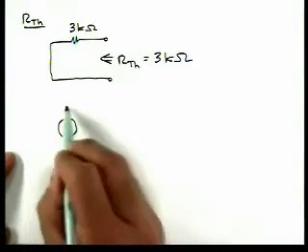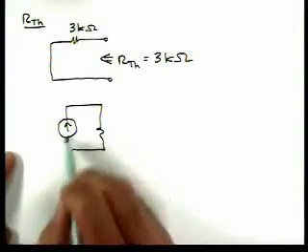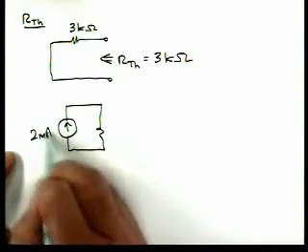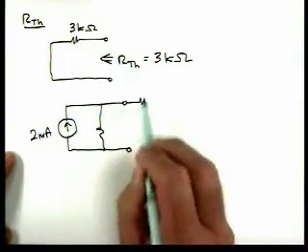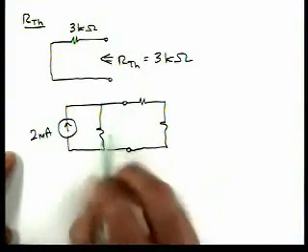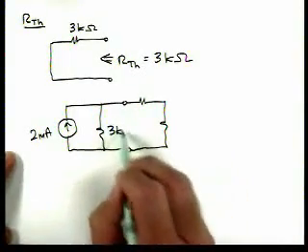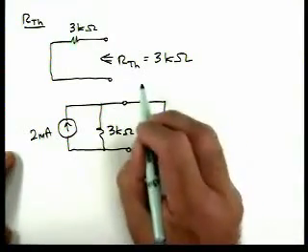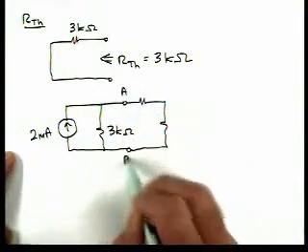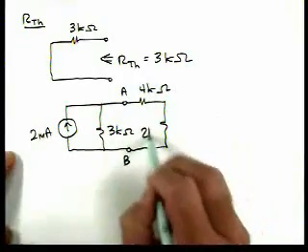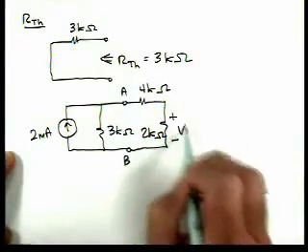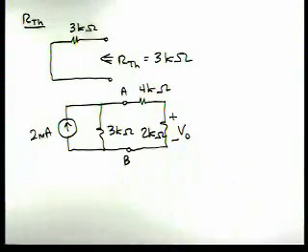So now our Norton equivalent circuit is this. You have 2 milliamps in parallel with a 3K. Here's where we broke the circuit: 4 kilo ohms, 2 kilo ohms. Here's V0.